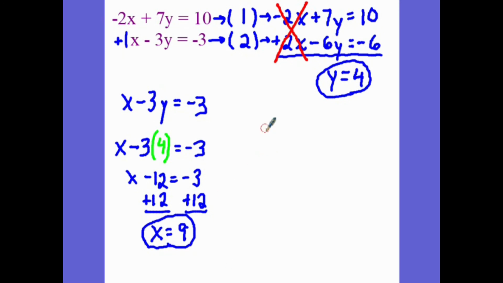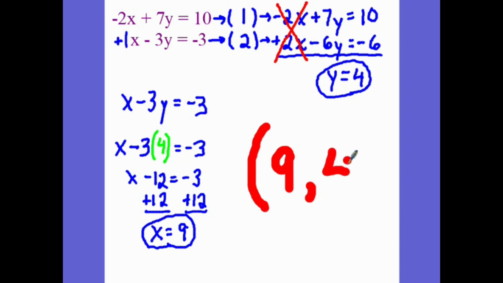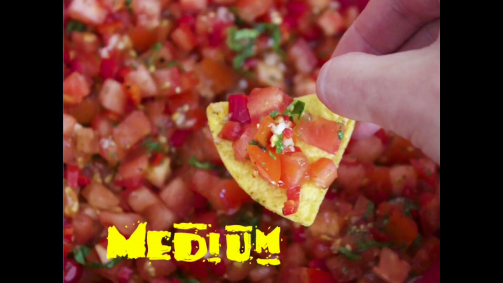For your final answer, you write it in point form. Don't forget, x is always first. Y is always second. So these two lines would intersect at the point (9, 4). Medium wasn't so bad, was it?